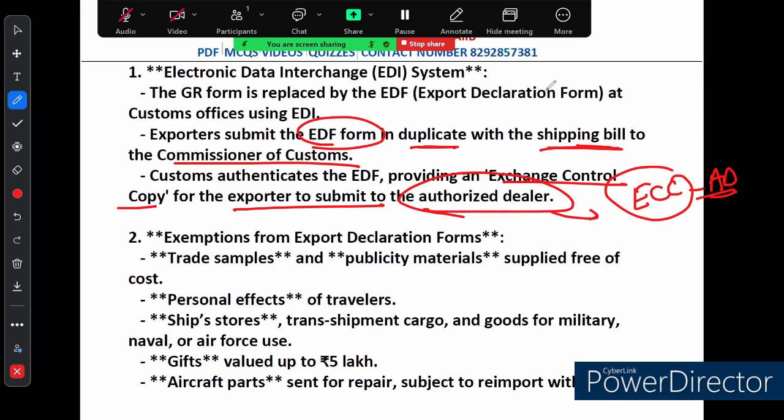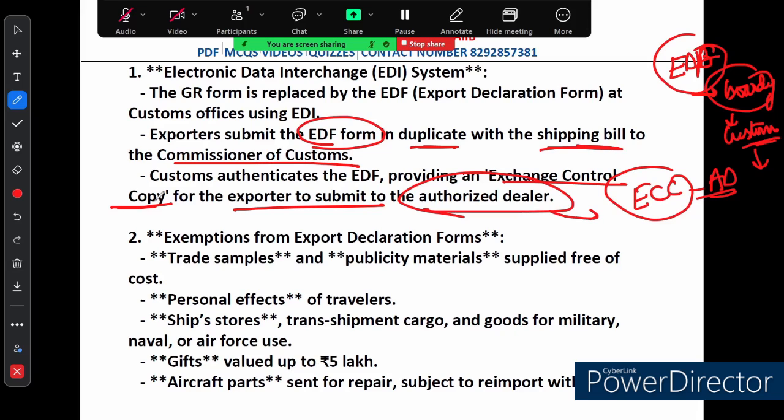So you can think of this EDF form like your boarding pass for export. I'm just giving an example. So this EDF form, you can think of it like a boarding pass, right? You submit this EDF form to customs, and they give you a stamped copy that lets you complete the next step, that is getting paid or handling foreign exchange. So giving this EDF form to customs is super important, because after you provide the EDF form, they will provide you a stamped copy, called the exchange control copy, which you will submit to your authorized dealer to get your work done.